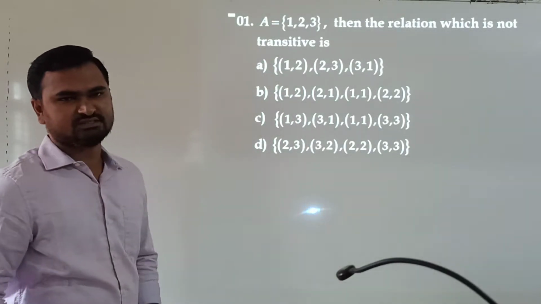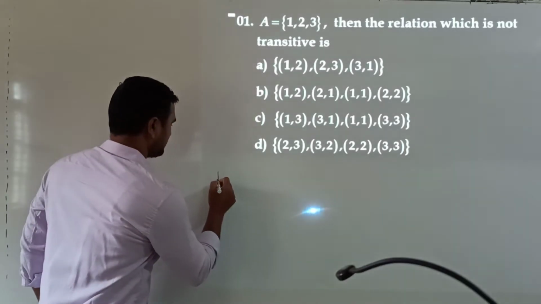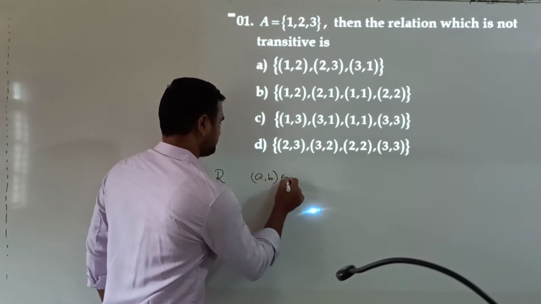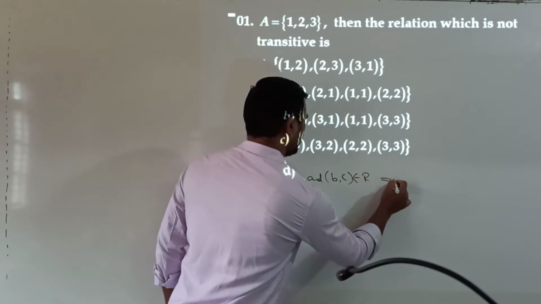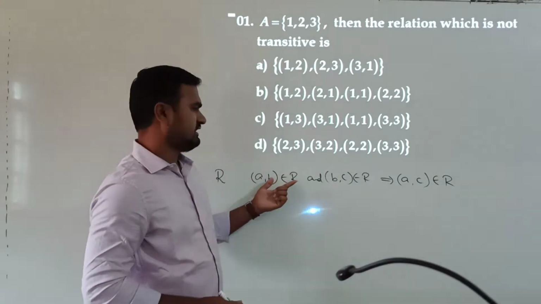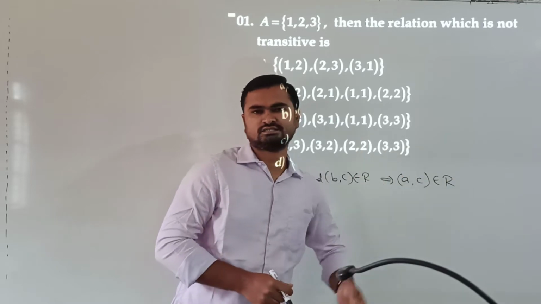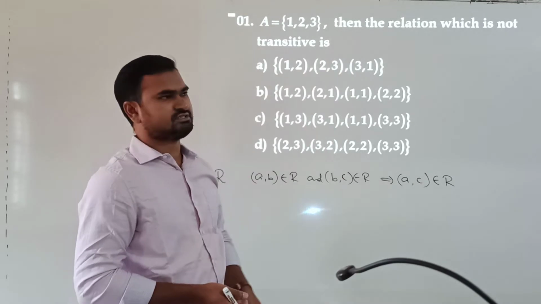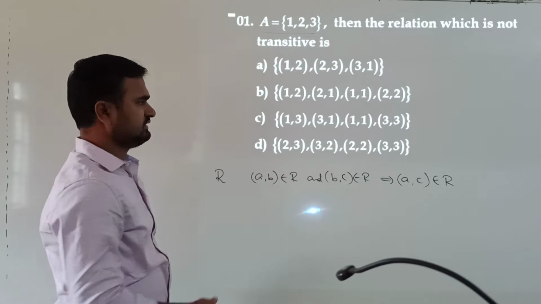Now what we studied is, a relation R is said to be transitive if (a, b) belongs to R and (b, c) belongs to R implies (a, c) also belongs to R. When ab is present and bc is present, then we should have ac also in the relation. Then the relation is said to be transitive. Now we have to find which one is not a transitive relation, on the given set A = {1, 2, 3}. Now let us observe the options.